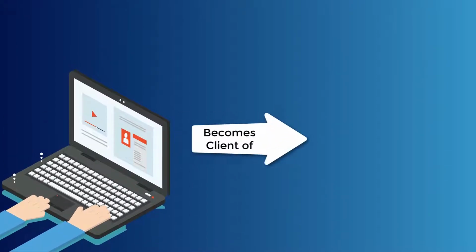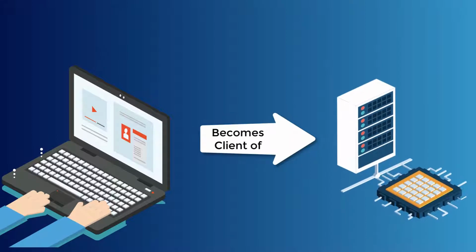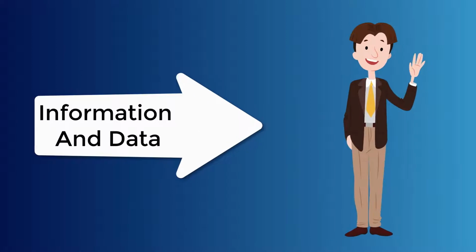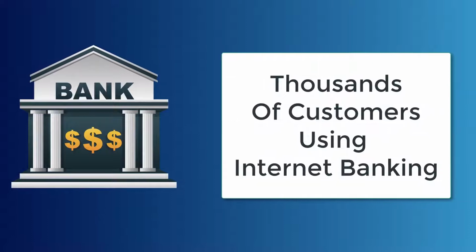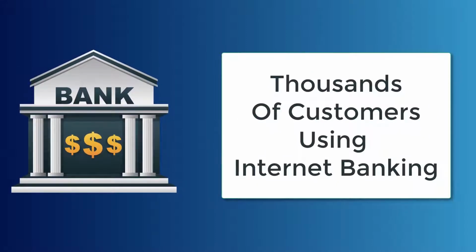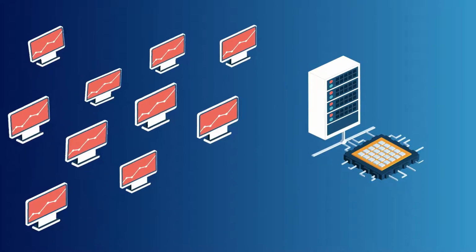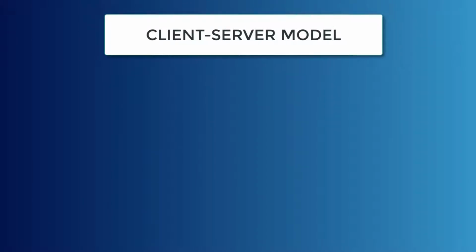The computer which the customer uses to log into his account becomes the client of the main server computer. The server computer and the client computer interact with each other and provide the customer with the information and data he is looking for. Usually, a bank has thousands of customers who are using internet banking, and thus, there are thousands of client computers that connect to the main server computer to access the information and data. So this is how the client-server model works.